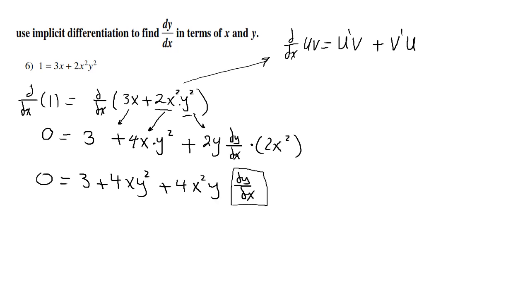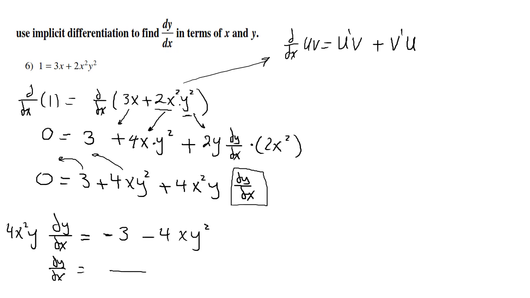Now I want to write dy by dx as a single term. So dy by dx multiplied by 4x squared y is equal to, moving 3 and 4xy squared to the other side, negative 3 minus 4xy squared. So dy by dx, by dividing both terms, is negative 3 minus 4xy squared divided by 4x squared y.